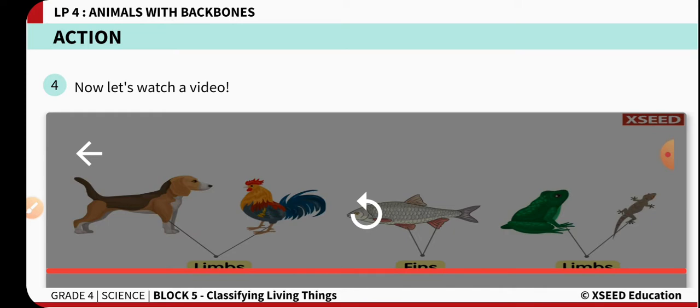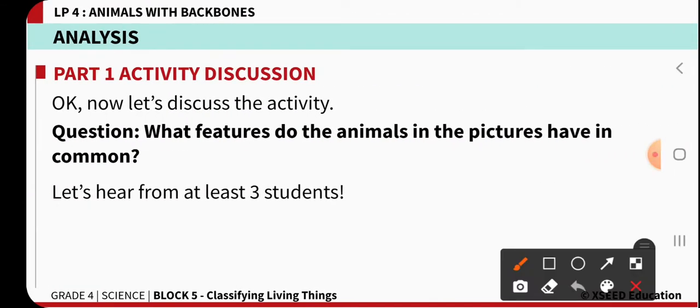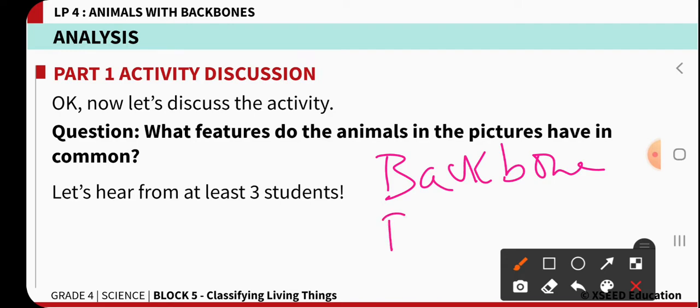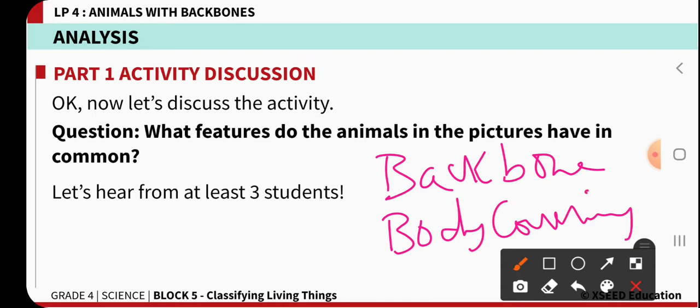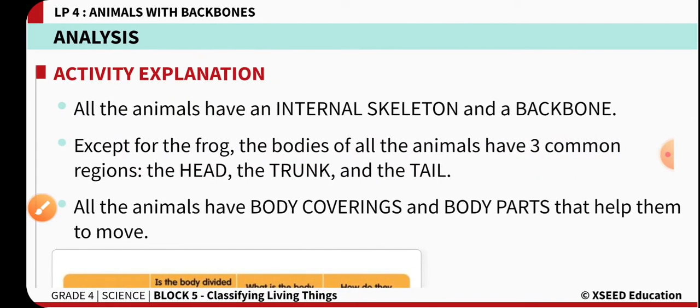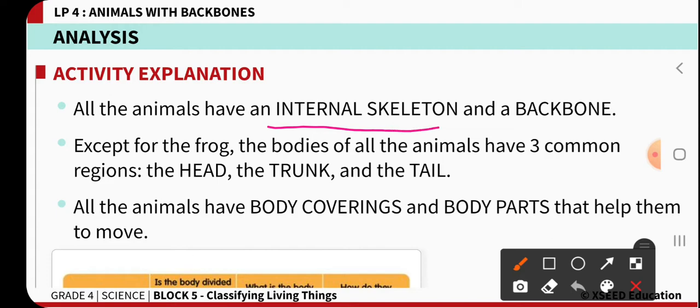Okay, children, after watching the video, now let's start our analysis of that activity. So what features do the animals in the picture have in common? Already you had seen 5 animals. The first and foremost thing that they have in common is they have a backbone in their body. That is the common feature. And they have a body covering also. This is one more common feature that we will notice in these 5 animals. That is presence of a backbone and a body covering. Yes, one more thing that we will observe, that is they even have an internal skeleton. Their skeleton is present inside the body.